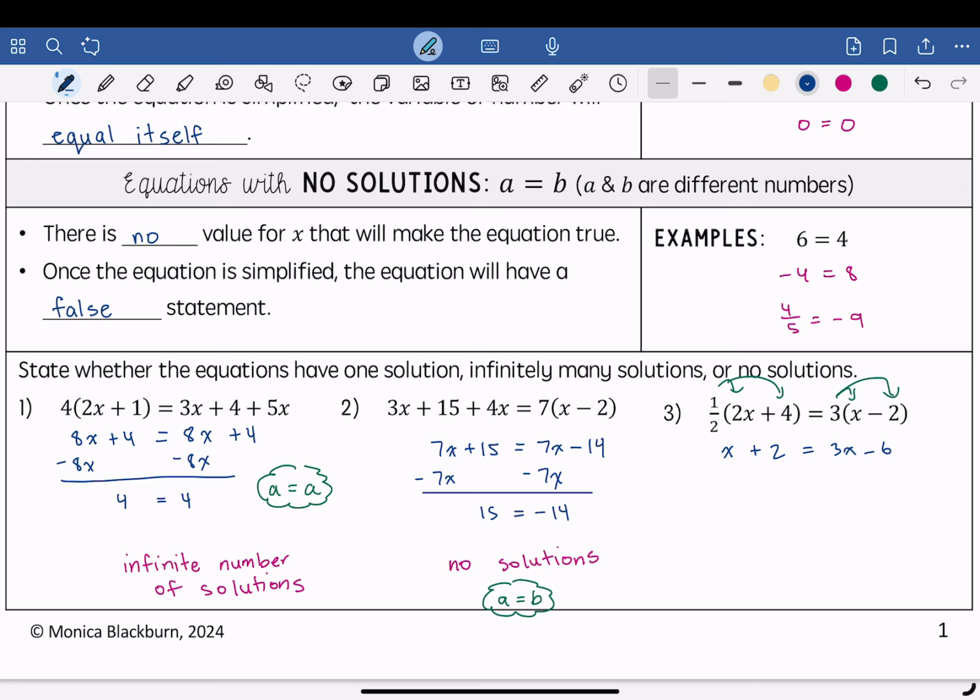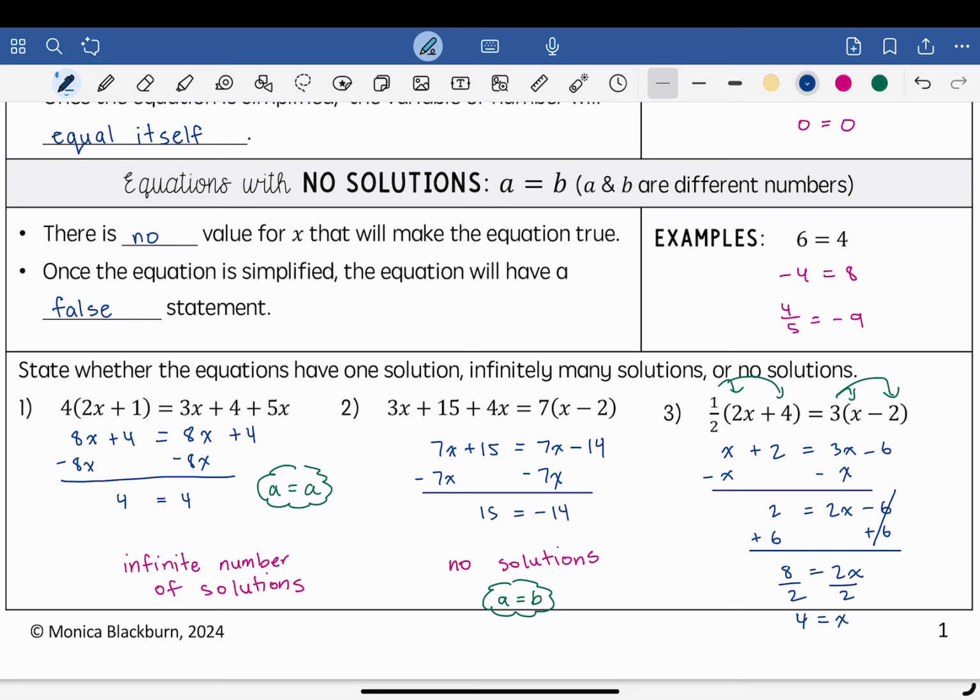I'm going to group my x's on one side, to the right, which gives me 2 is equal to 2x minus 6. Eliminate and remove the constant on the right side. The same on the left side. Therefore, 2 plus 6 is 8 is equal to 2x. Divide this by 2, divide this by 2. Therefore, x is equal to 4.